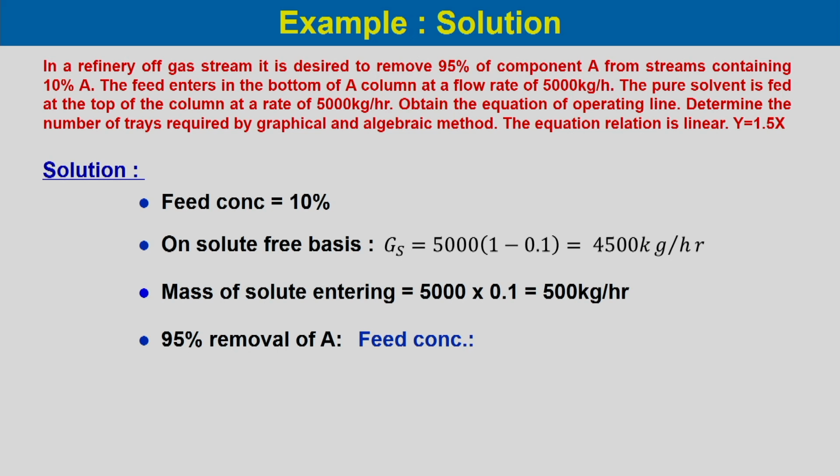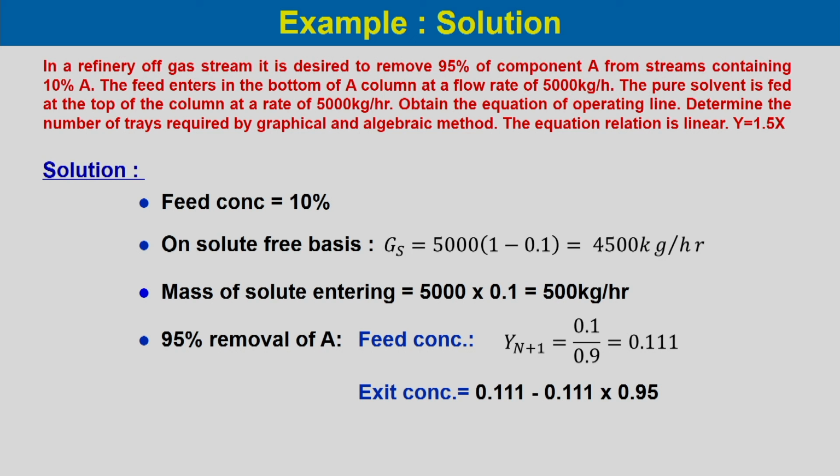95% removal of A is required. The feed concentration in mole ratio units, y n plus 1, would be equal to 0.1 by 0.9, which is equal to 0.111. Now, the exit concentration is the inlet 0.111 minus 0.111 into 0.95, because we have to remove 95%. So, the exit concentration would come around 0.006.